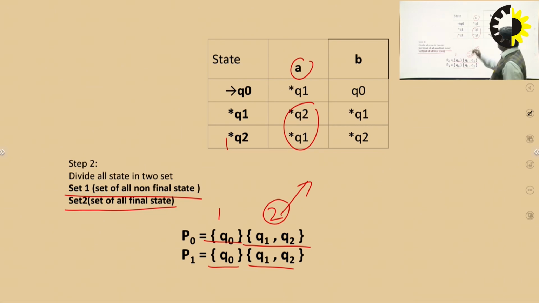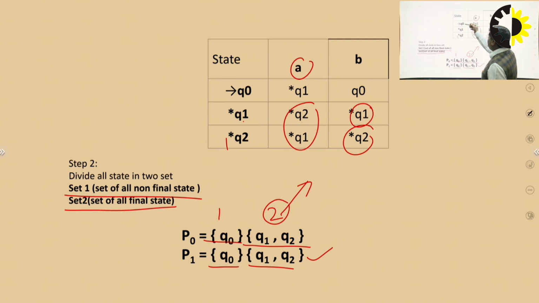We check for B. Q1 on B and Q2 on B, Q1 and Q2 again lie into the same set. It means Q1, Q2 lie into the same set, and P1 and P2 are equal. It means no further process is going on, and this is a very easy question and one step has been solved.